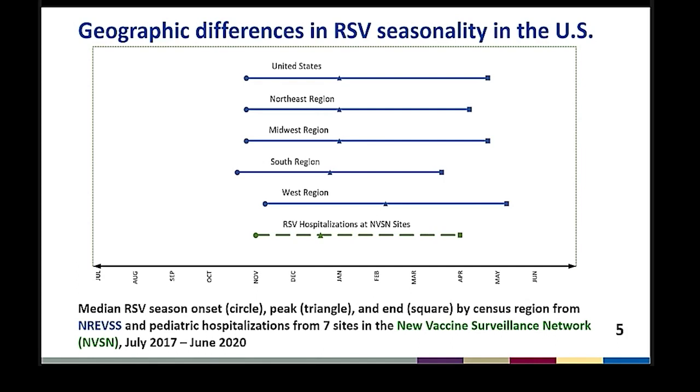We also compared RSV seasonality from NREVSS to pediatric hospitalizations in children aged less than 2 years from 7 pediatric medical centers across the U.S. that form the New Vaccine Surveillance Network, or NVSN, in the lower dashed green line. The onset of RSV-associated hospitalizations in NVSN was 1 week after the U.S. onset, peaked in mid-December, and ended 2 to 3 weeks earlier than the U.S. average. The seasonality of RSV may be different in Florida, Hawaii, and Alaska, where seasons may start earlier, later, or may be longer than the U.S. average. Next slide.